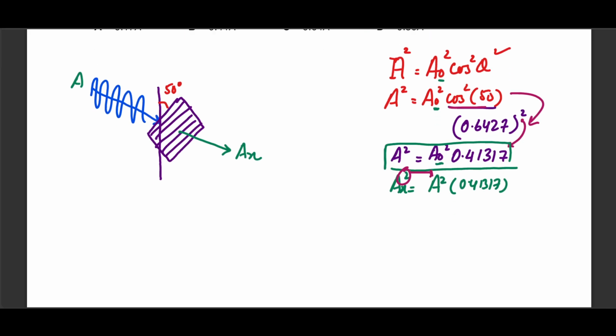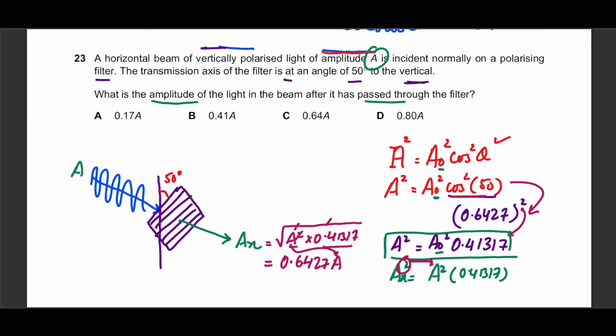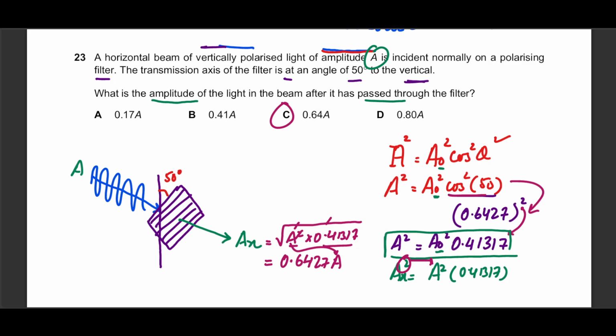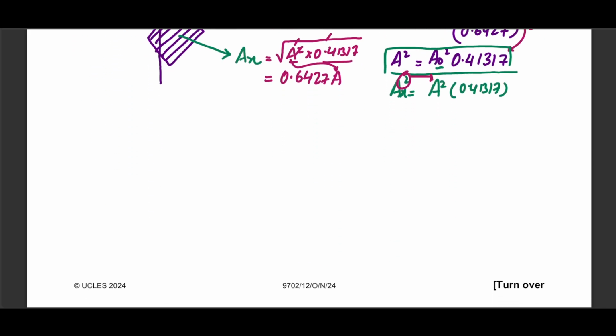perform the under root function. So AX will now be equal to under root of A square multiplied with 0.41317. When you do that, this under root cancels out this square, and under root of 0.413 actually becomes 0.64. Let me just try this again. 0.6427A. A is now being written on this side, which is going to be option C. So I've done this question very gradually, step by step for you guys, because it adds a bit of confusion. I hope it's clear now.